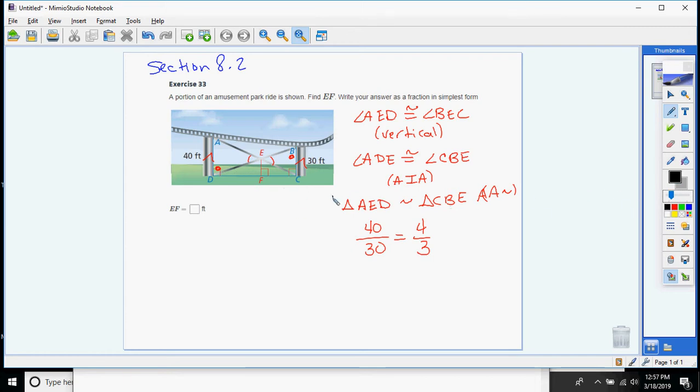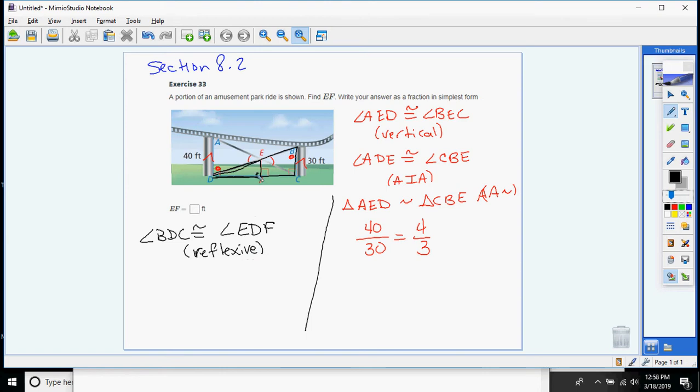Part two. I need to look at triangle DEF, and I need to find a triangle that it is similar to. And right away I could see this big triangle. It's a little triangle inside a big triangle. So I can say that angle BDC is congruent to angle EDF because they are essentially the same angle. So that would be the reflexive property.